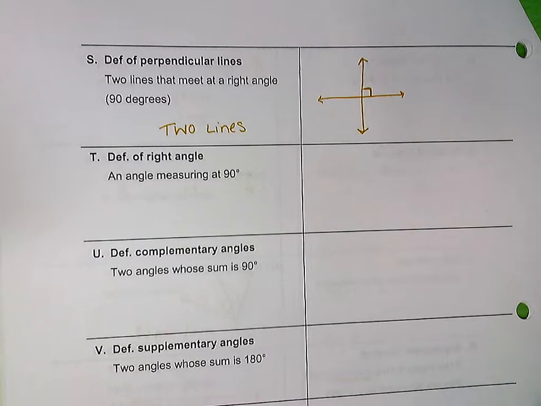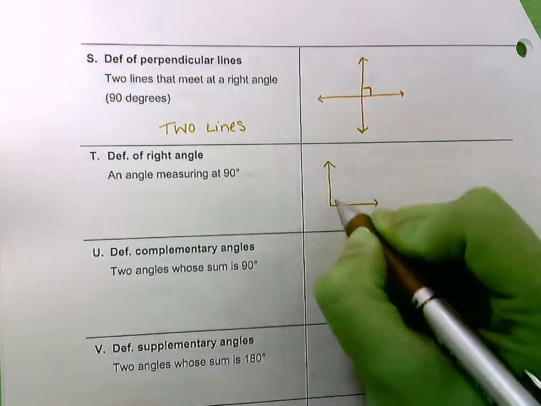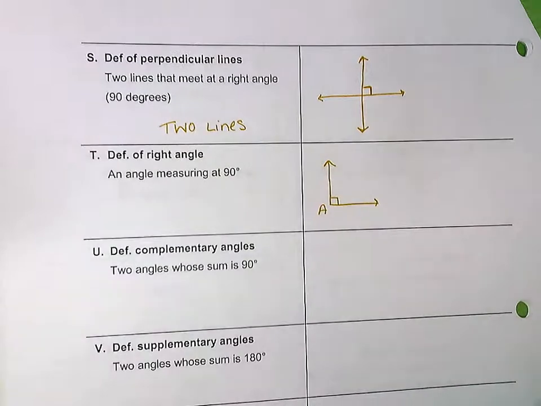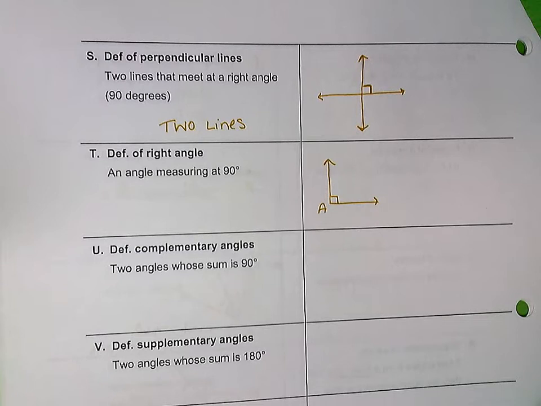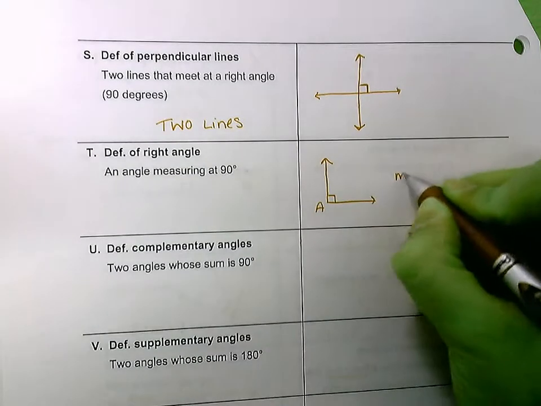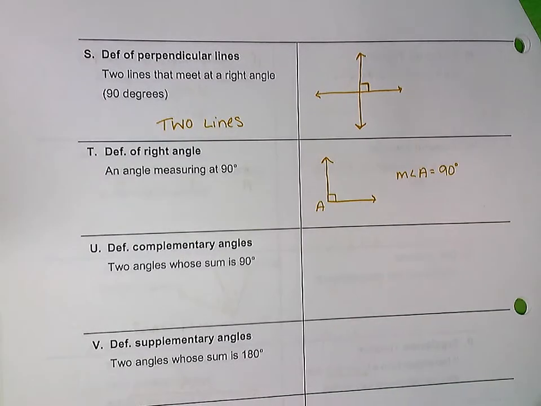The next one is the definition of a right angle. If you're given that it is a right angle, you know its measure is 90 degrees. So if I have angle A here, and I was told it was a right angle, I can say the measure of that angle is 90 degrees. So definition of a right angle: given a right angle, its measure is 90.